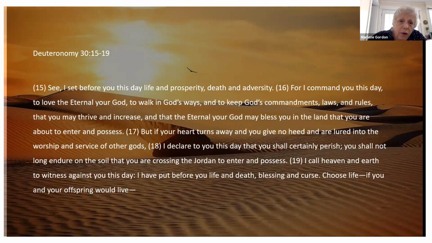But if your heart turns away and you give no heed and are lured into the worship and service of other gods, I declare to you this day that you shall certainly perish. You shall not long endure on the soil that you are crossing the Jordan to enter and possess. And I call heaven and earth to witness against you this day. I have put before you life and death, blessing and curse. Choose life if you and your offspring would live.